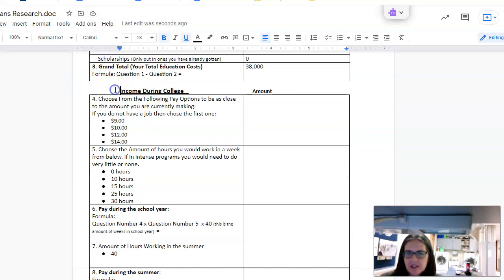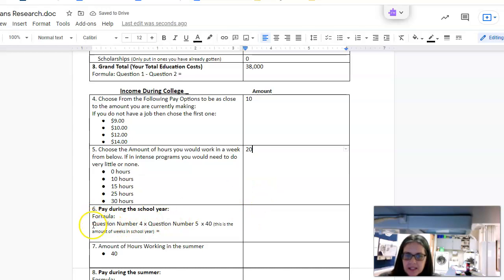And then the next is your income during college. So you're just going to choose one of the following options, or if you're making a different amount, that's fine. I'm just going to choose like $10 an hour. So pick from one of these, or if you're making more, you can put that. And then you're going to choose the number of hours you'd work in a week while you're in school. So you kind of have to figure out what you think you can handle. What can you handle if you're in really difficult programs? And you kind of go from there. For this one, you could do in between these two. So I'm going to do 20. Okay, 20 is reasonable for me.